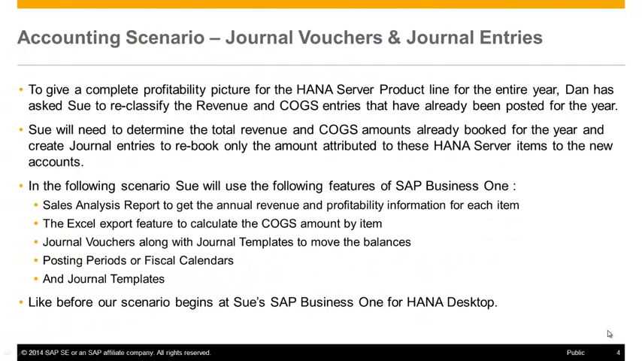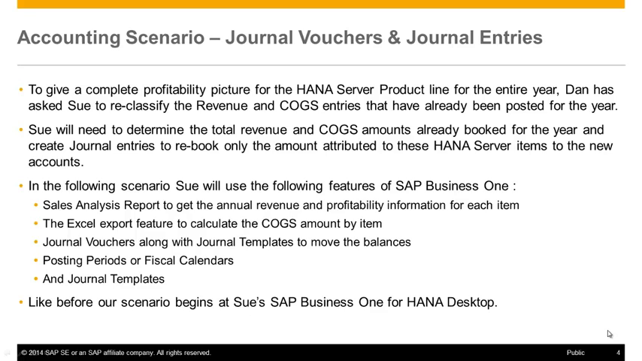Accounting Scenario 2, Journal Vouchers and Journal Entries. To give a complete profitability picture of this new HANA Server product line for the entire year, Dan has asked Sue to reclassify the revenue and cost of goods sold amounts that have already been posted from the previous GL accounts to the new GL accounts.